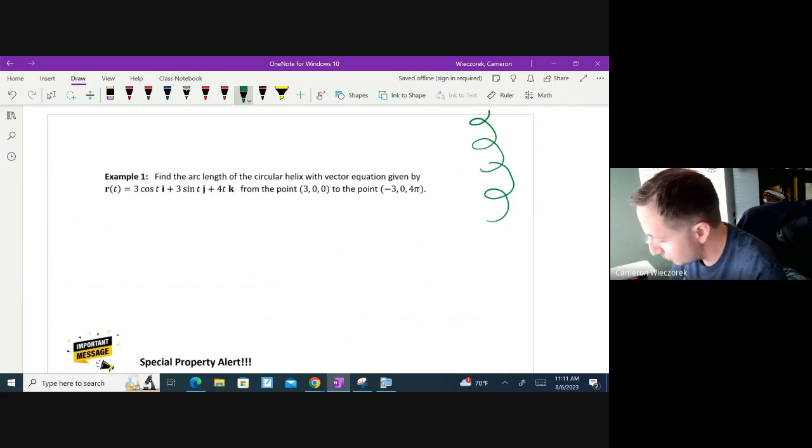In order to get to the point (3, 0, 0), we would need t to equal 0. In order to get to the point (-3, 0, 4π), looking at that k component, if 4t needs to equal 4π, then I know t has to equal π. So I know that I'm integrating from 0 to π.